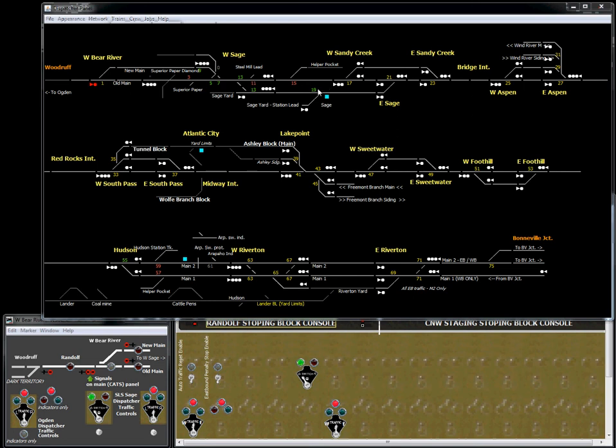Turnouts that are in green are local control switches. Those are turnouts that can be controlled both by the dispatcher and by the crews out in the field after they've taken the switch into unlock. Yellows are switches that can only be controlled by the dispatcher and have no local control features.